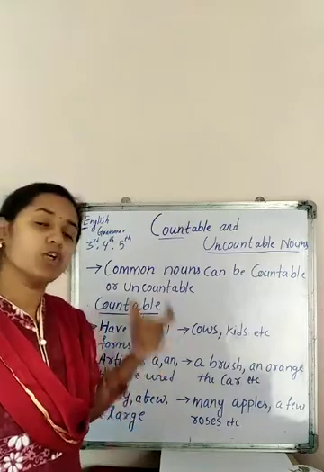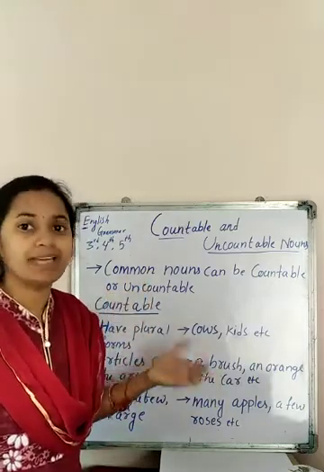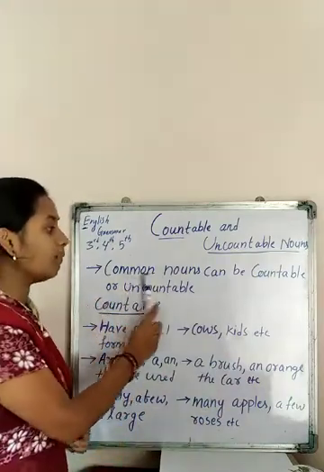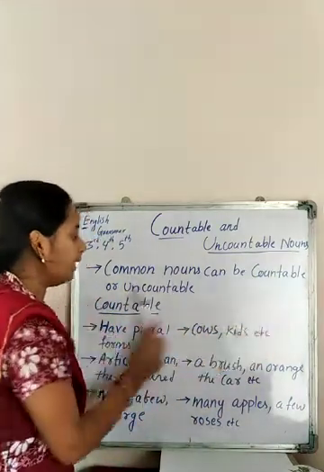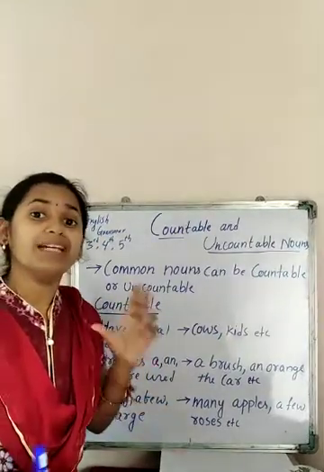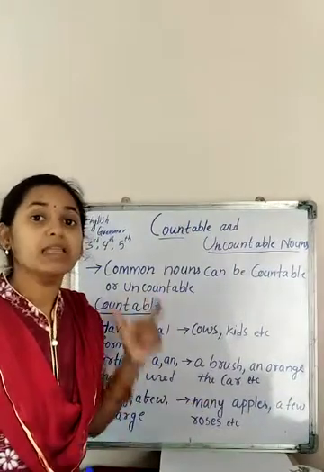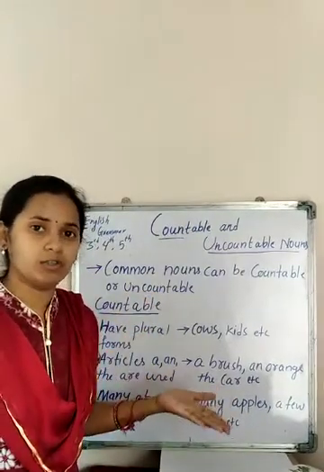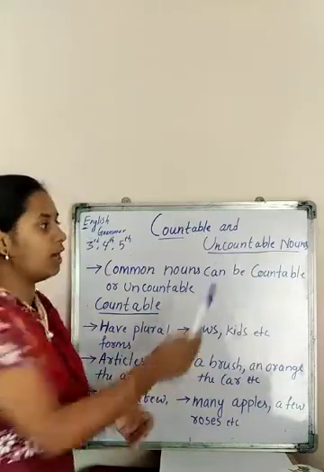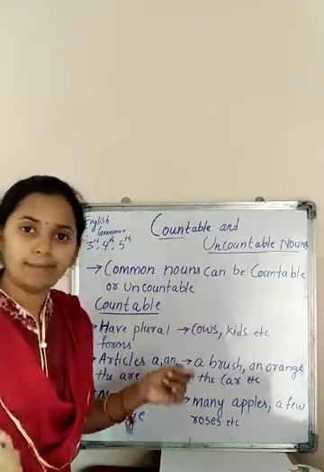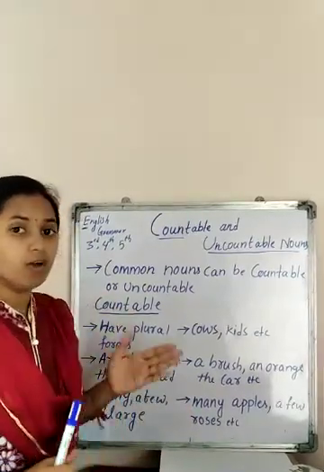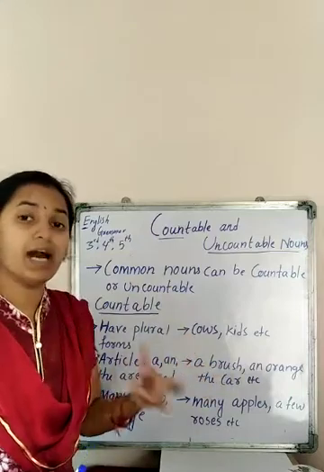But for a common noun like girl, we can have the plural form, girls, right? So that's why common nouns can be countable or uncountable. Now, what is the meaning of countable? Countable means the nouns which we can count, and the nouns which we cannot count are called uncountable nouns. Okay kids, so common nouns can be countable and uncountable.